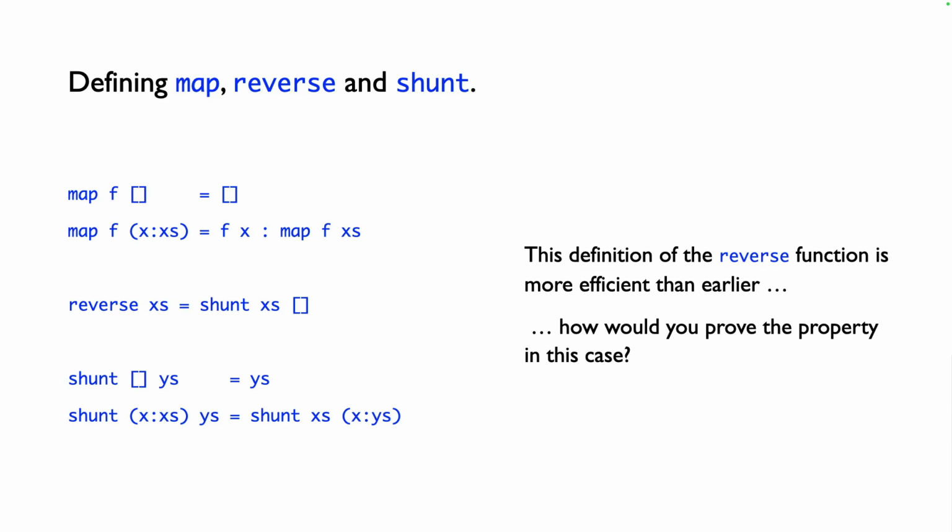It's slightly more complicated in that you have to prove at each stage, for each x, you have to prove the result holds for every possible value of y on the right hand side of shunt. And that's typical of the way that induction proofs work for tail recursive functions. So it's a bit more of a challenge, but I'll leave you to think about that too.